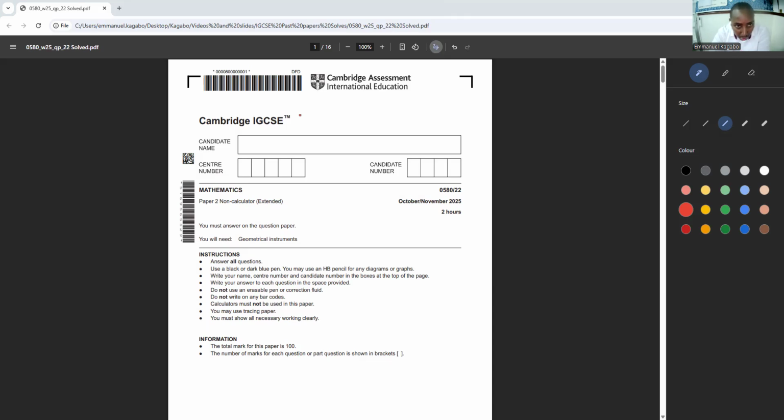So today we're going to do this past paper question. As you can see here, this is the one we're going to do, October, November 2025, non-calculator paper. Okay, are you ready, guys? Okay, without further ado, let us dive into this.